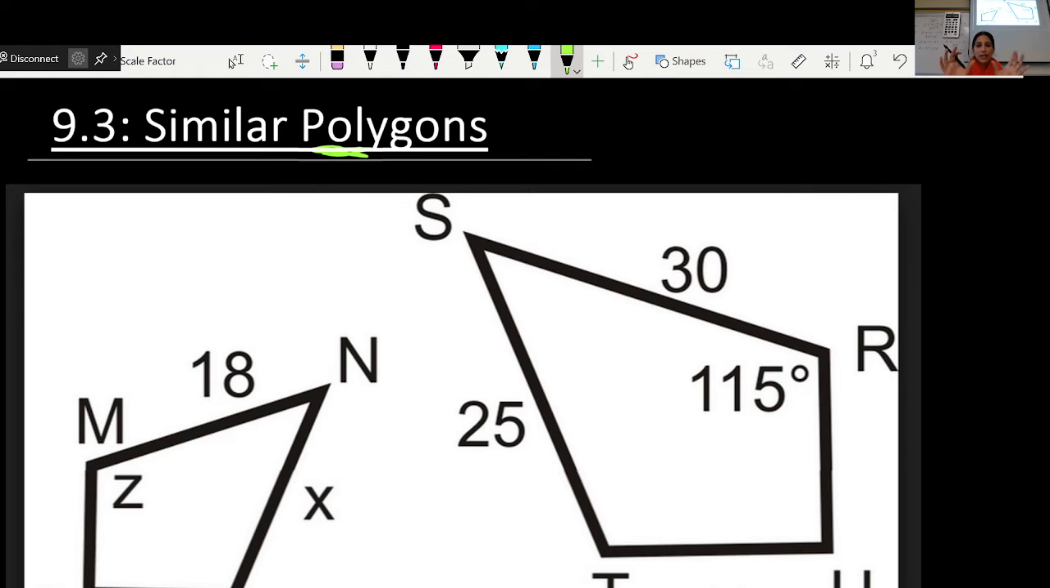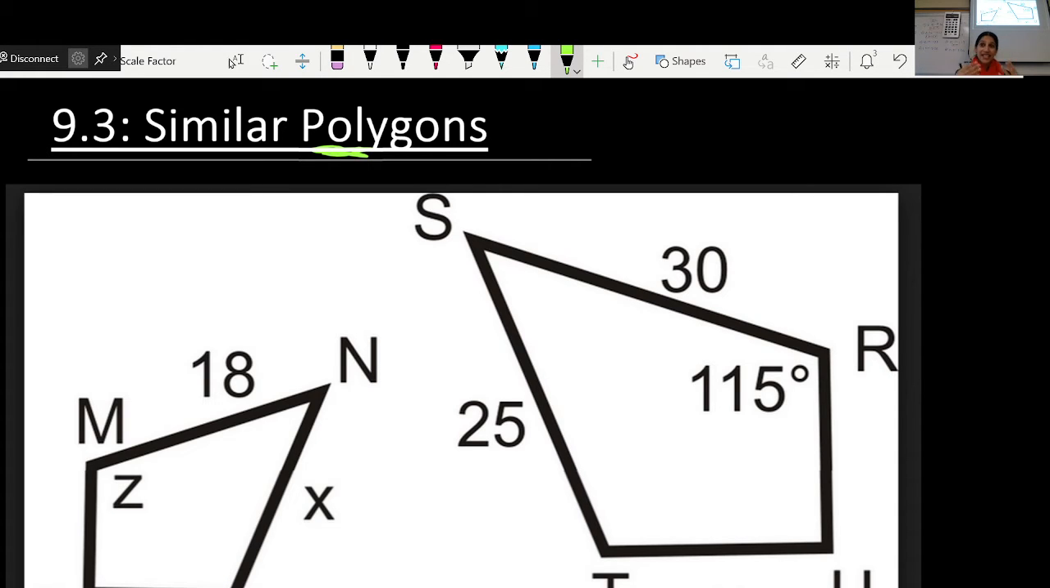So we want to compare these two figures that are here, and for starters we would want to figure out if these could be considered similar polygons. So here are some of the qualities or traits or properties of similar polygons. Kind of like triangles, the corresponding angles are equal. So that's one of the traits. The corresponding side lengths are proportional.